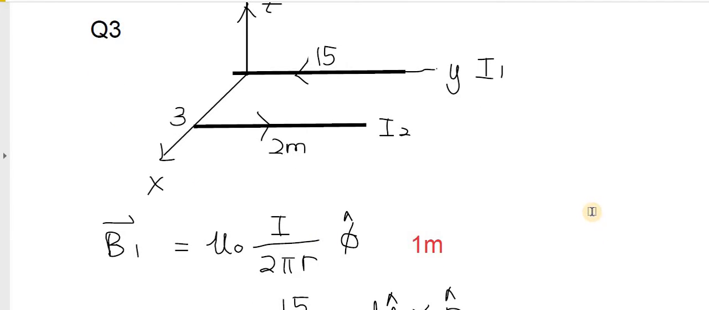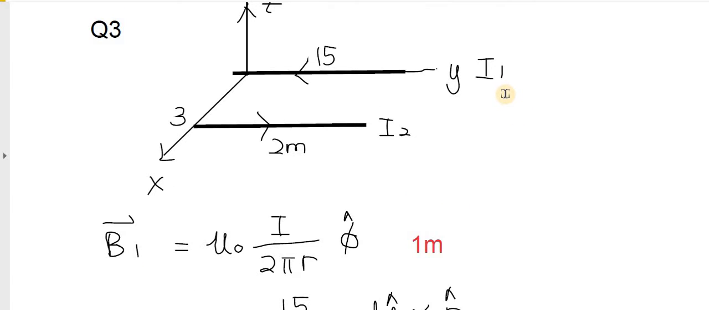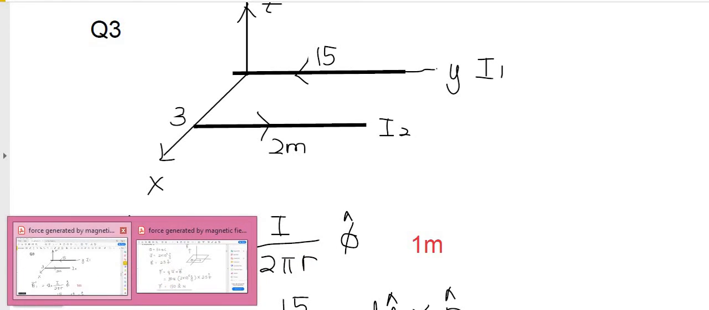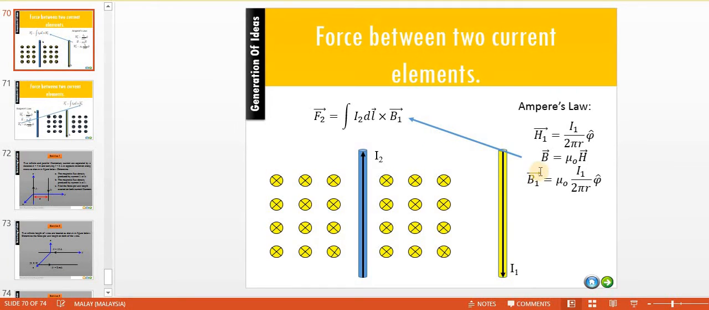Okay, so we need to find the force on each of I1 and also I2. First of all, I want to find B1. B1 is the magnetic flux density generated by I1. This is the formula, so if you remember what you have learned previously, something like this.